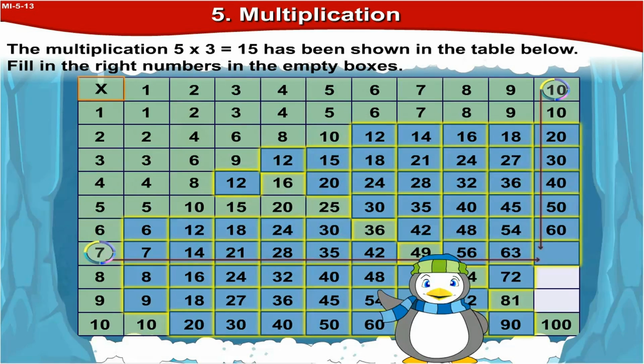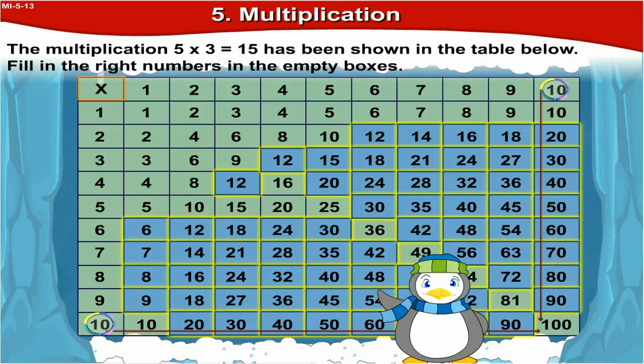10 multiplied by 7 is 70. 10 multiplied by 8 is 80. 10 multiplied by 9 is 90. 10 multiplied by 10 is already given as 100.